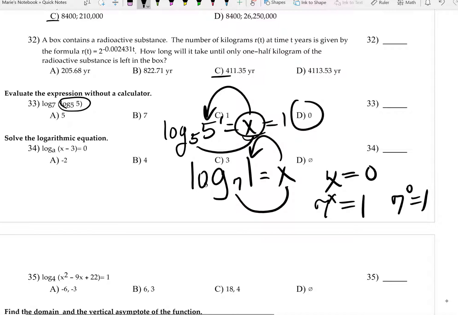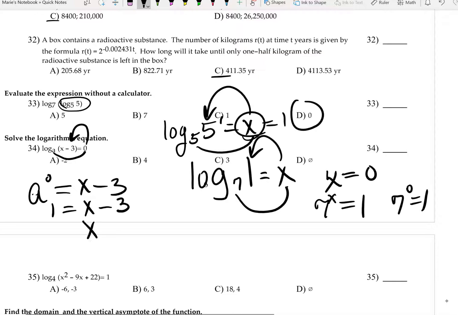Okay, same thing for this one. So for this one, a to the 0 has to be equal to x minus 3. Well, a to the 0 should be 1, and if that's equal to x minus 3, then x has to be equal to 4, and that should be your answer choice for 34, and that should be B.